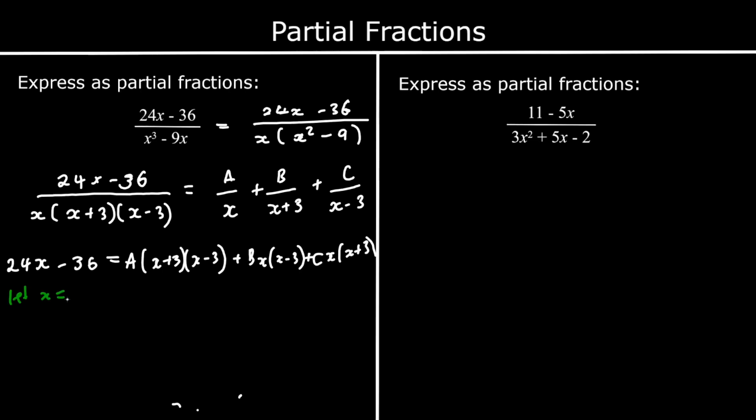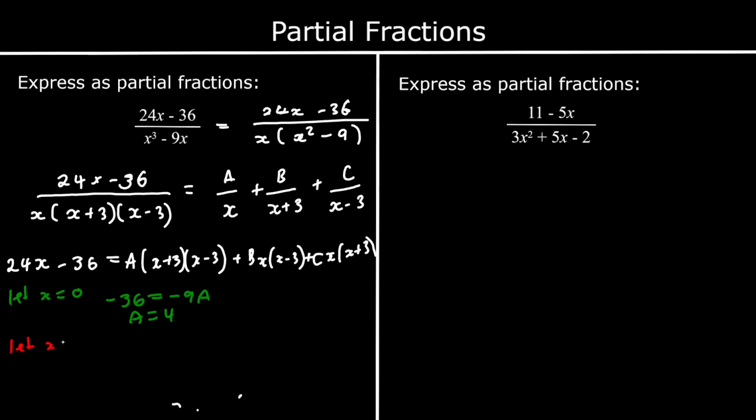equal 0, and that will eliminate b and c. So we'll have negative 36 equals a times 3 times negative 3, negative 9a. So a must be equal to 4.